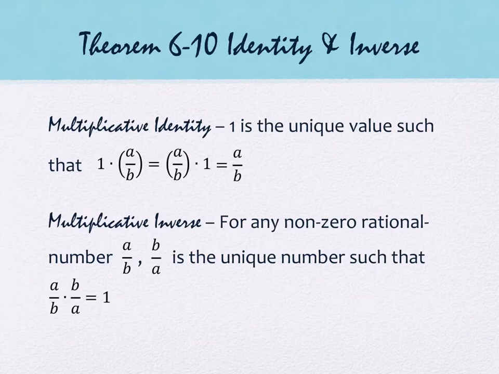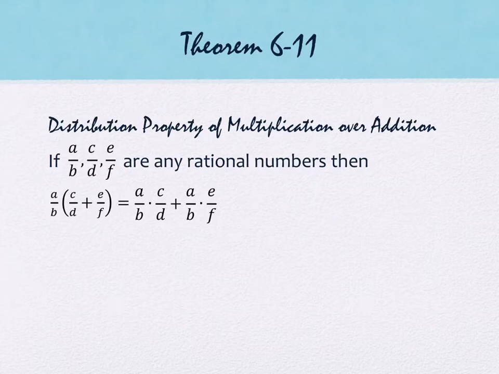Okay, next one. The distributive property of multiplication over addition, and I could say over subtraction. Looks just like the distributive property when we had whole numbers and integers. So we take our A over B and we multiply it to each of the pieces inside. So the A over B gets multiplied by C over D. The A over B gets multiplied by E over F. Not any different.